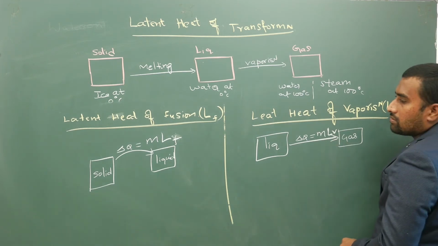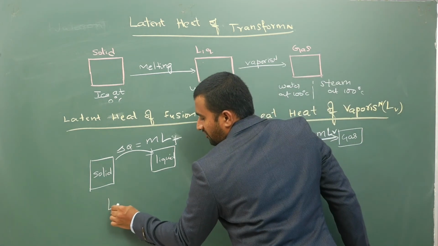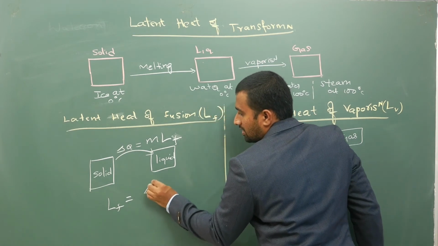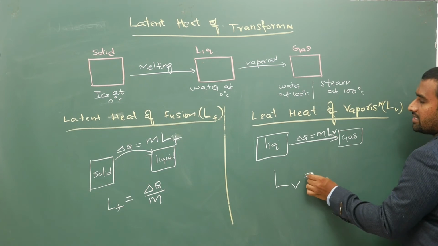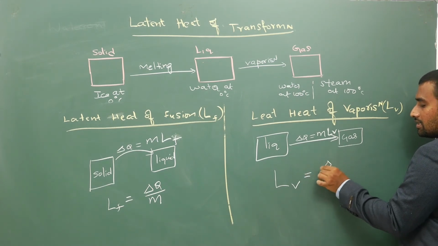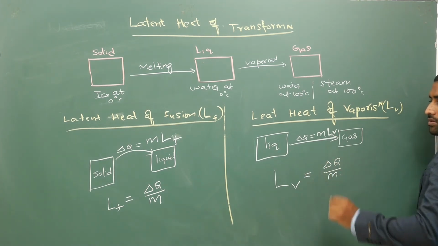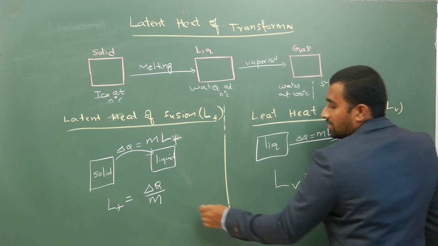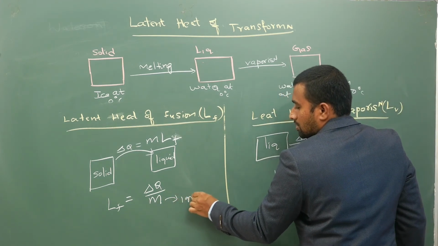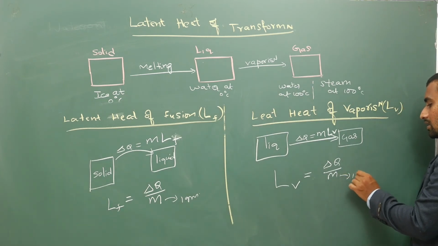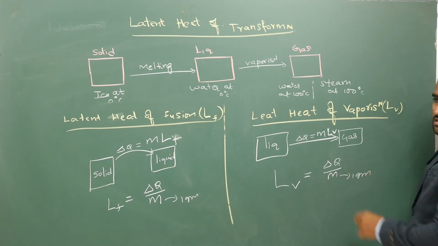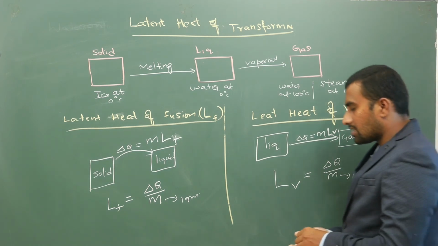Now from here your LF is given by delta Q by M. Your LV, latent heat of vaporization, is given by delta Q by M. So if mass is 1 gram, LF is delta Q. If mass is 1 gram, LV is delta Q. So my definition is like this.